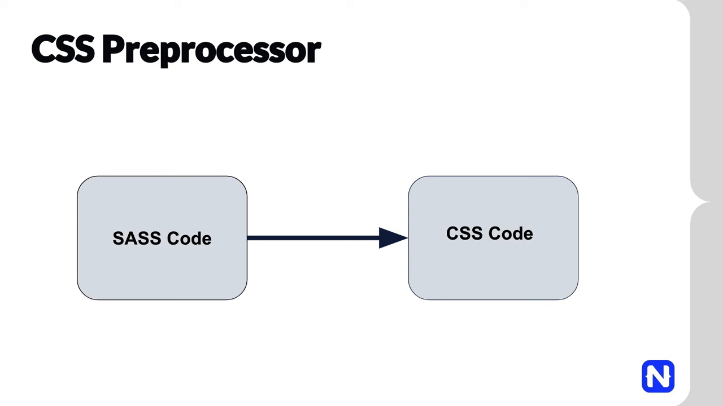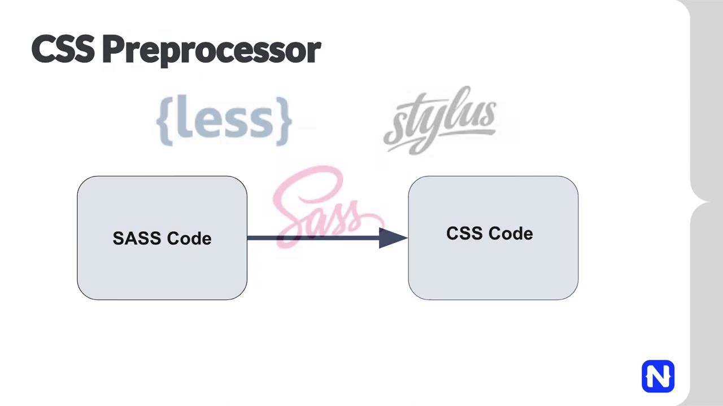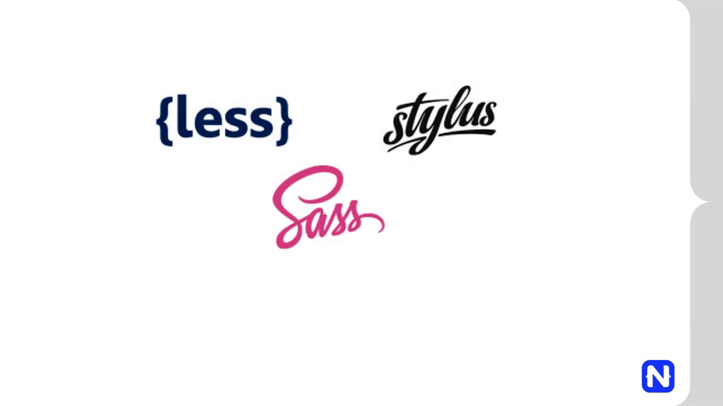So we write our code in the CSS preprocessor, then it converts it to valid CSS that is understood by the browser, similar to how we use Babel to convert ECMAScript 6 or TypeScript to ECMAScript 5. Now there are multiple kinds of CSS preprocessors, such as Less, SASS, and Stylus, and they are more or less the same.